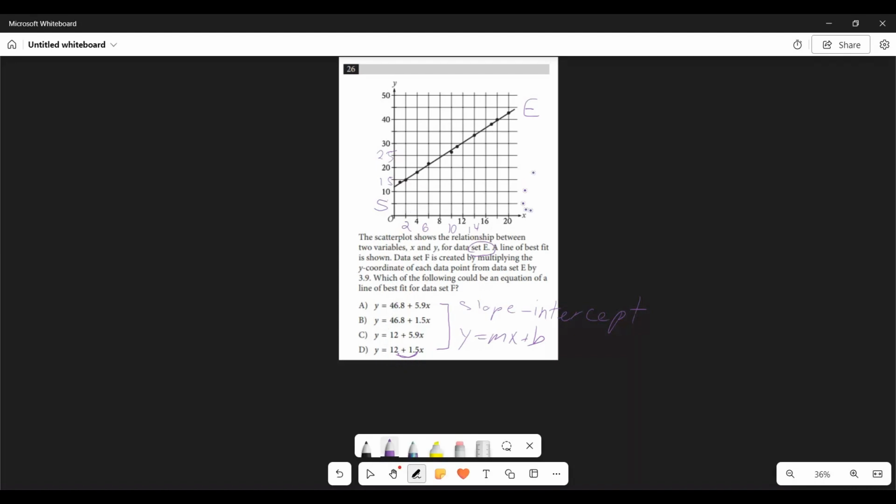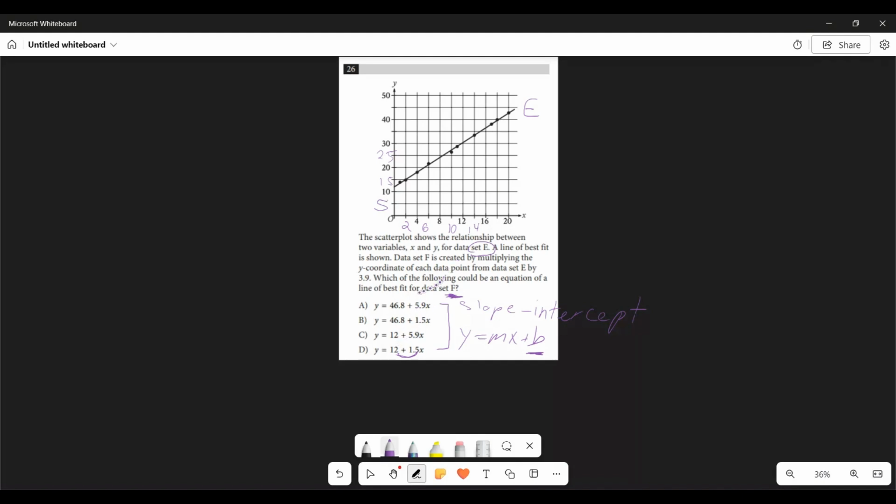So we know that this is the line of best fit for E. And in slope-intercept form, the b term will always represent the point at which the line intersects the y-axis. Over here we can see the line intersects right around in between 10 and 15, maybe 13, maybe 12. So you might think, oh, maybe the answer is one of these two. But again, remember the SAT likes to trick you. We need to find the line of best fit not for E, but for F.